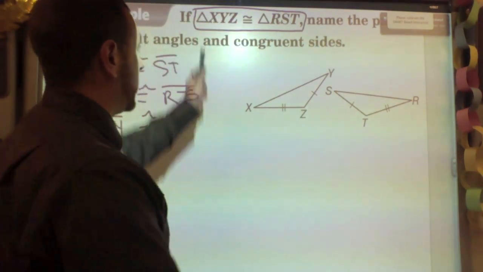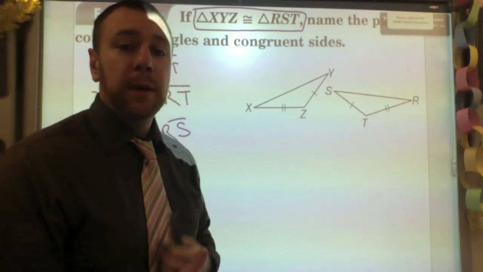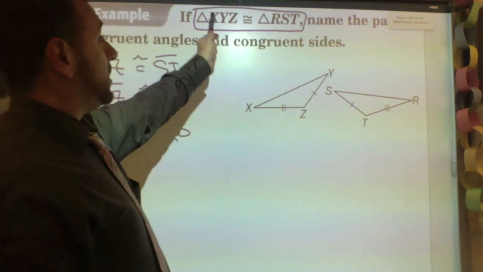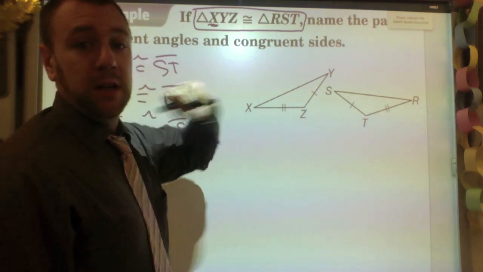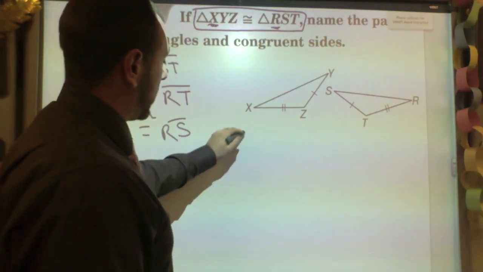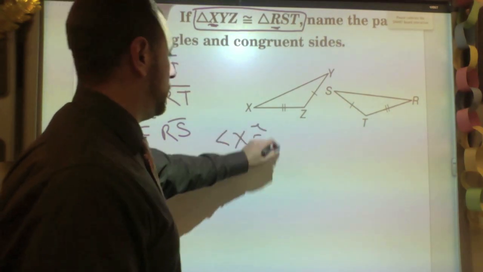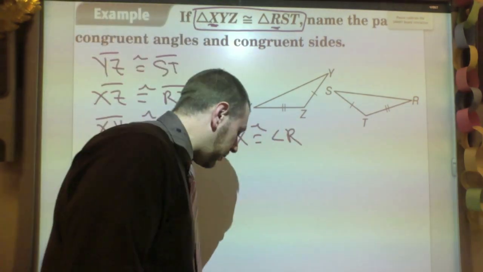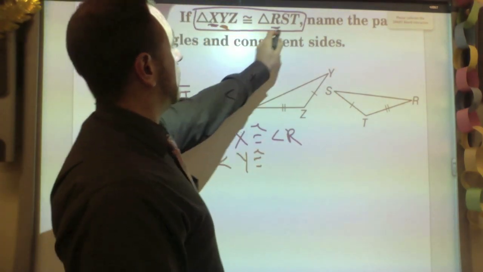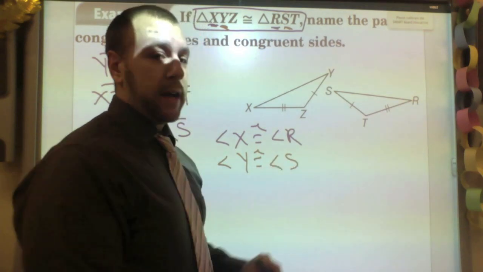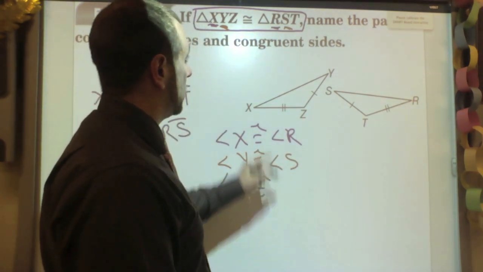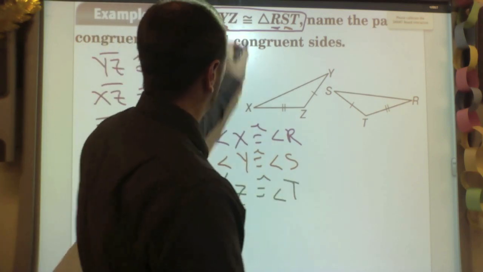We also match up the angles. And the best thing about the congruency statement is it's already matched up. X is the first, R is the second, because order matters. So angle X is going to be congruent to angle R. Angle Y is going to be congruent to angle S. And angle Z is going to be congruent to angle T.